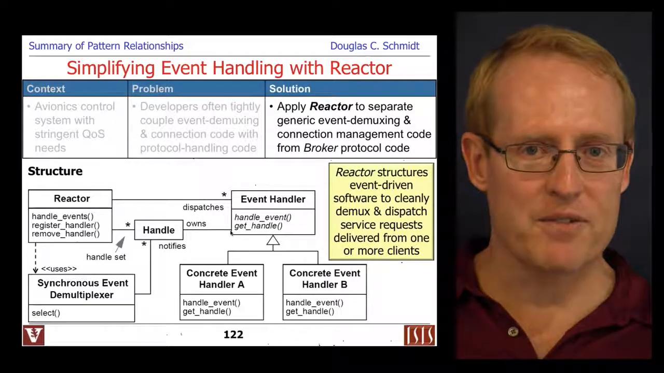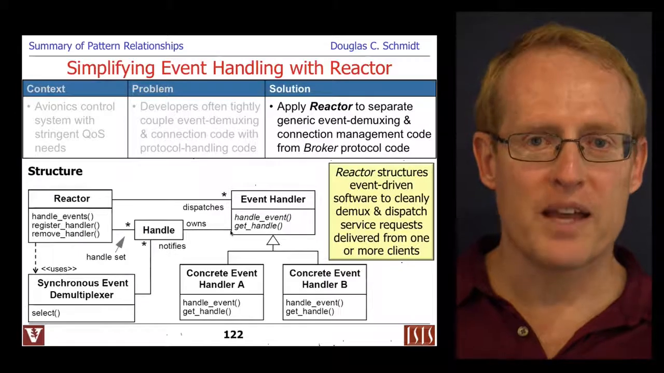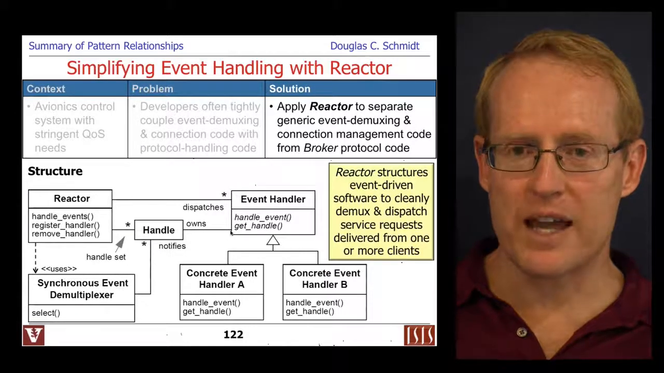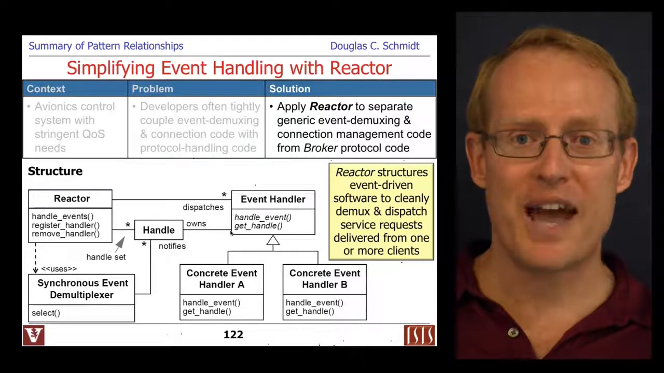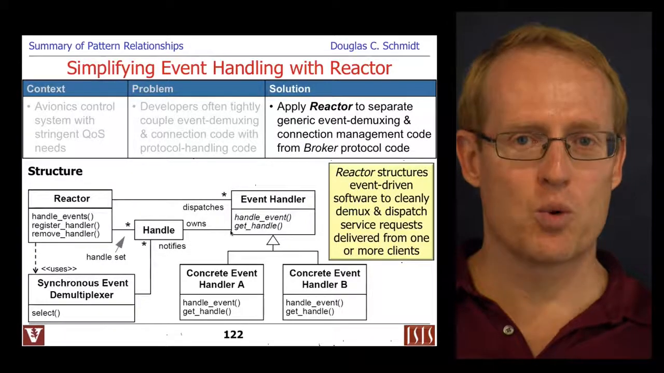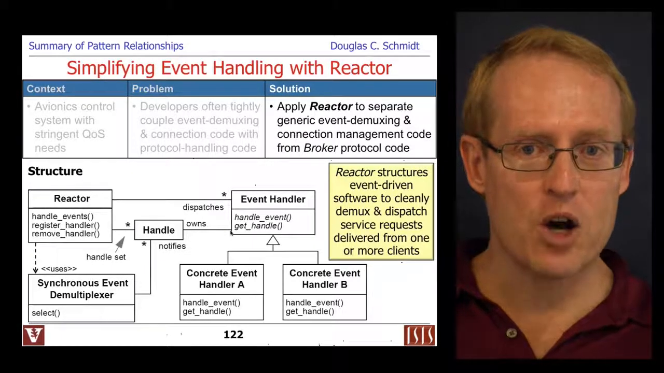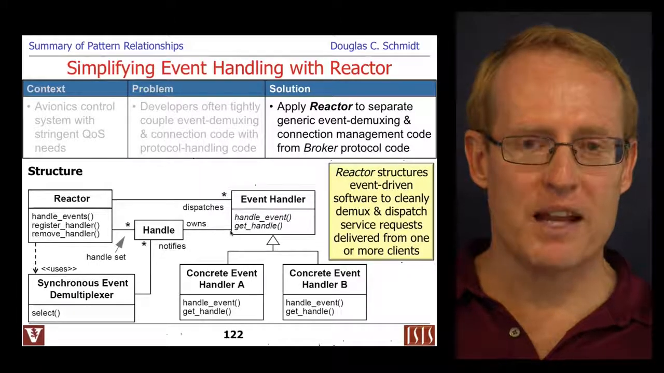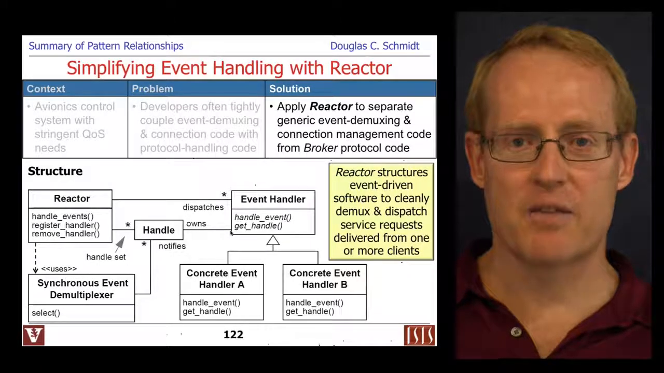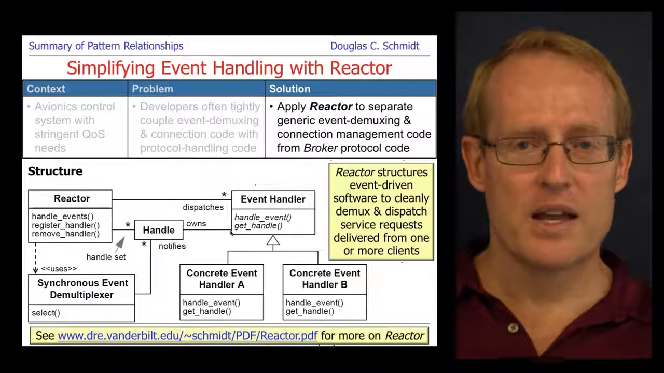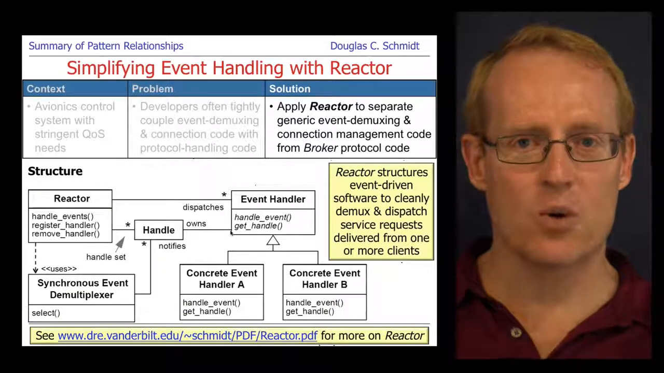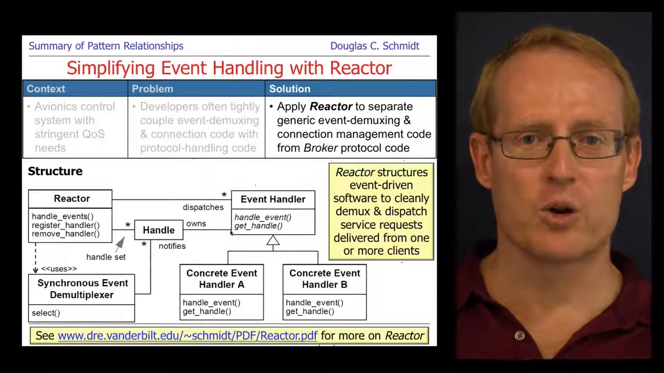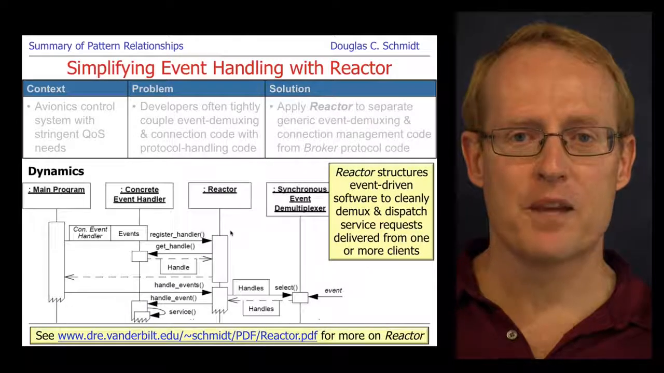So typically you have some kind of event loop, and you wait for something to happen down in a synchronous event demultiplexer, and when that something happens, then the reactor will dispatch various hook methods that are implemented by subclassing from an event handler interface. You can take a look at the POSA 2 book for more information on Reactor, or take a look at this URL for an earlier version of a paper describing it.